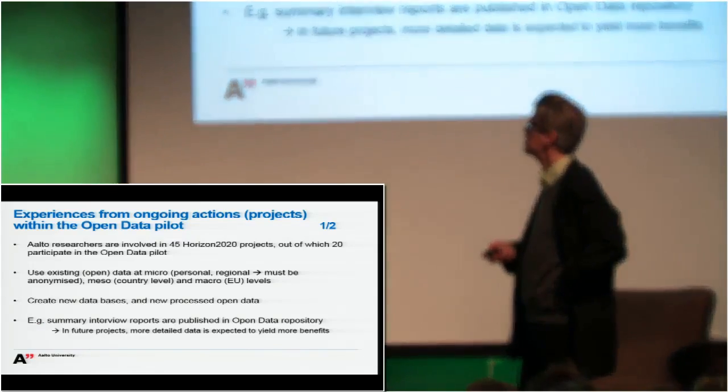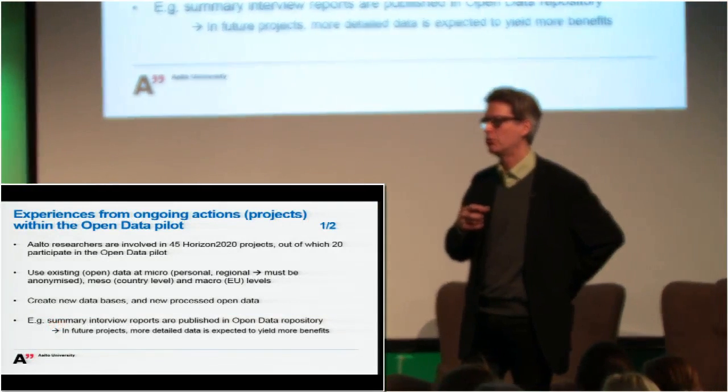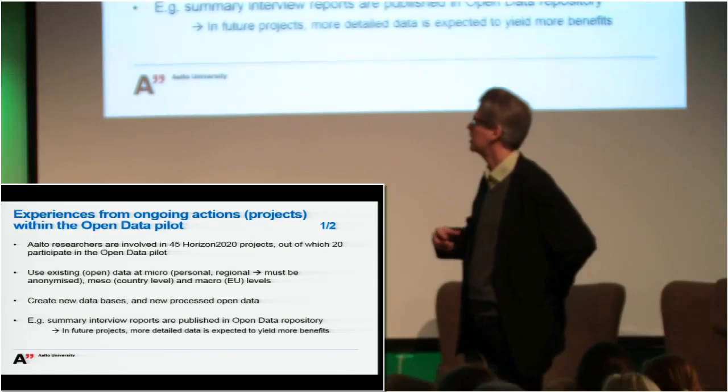So some of the experiences from my colleague, I had a list showing that Aalto researchers are taking part in 45 Horizon projects, out of which 20 participate in the open data pilot. So I have drawn these examples from only a much smaller number of projects. But some of the ideas, in addition to what I just described, these levels of confidentiality defined in one project, there are different levels of data also at micro level, that's personal, regional level, that must be anonymized, and then country level and EU level data. There's existing data, there's new data that the researchers are collecting and probably process during the project, some of the existing data and collected new data.